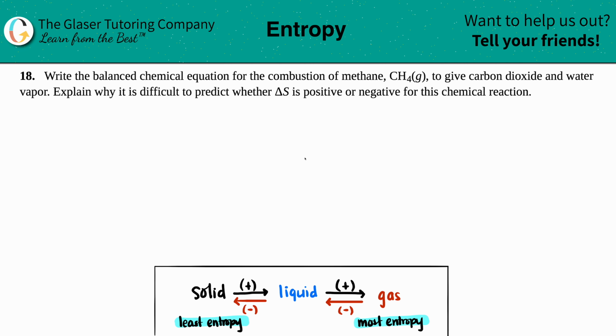Number 18. Write the balanced chemical equation for the combustion of methane, which is CH4 gas, to give carbon dioxide and water vapor. And then explain why it's difficult to predict whether delta S is positive or negative for this chemical reaction. Okay, so first let's write our balanced equation.